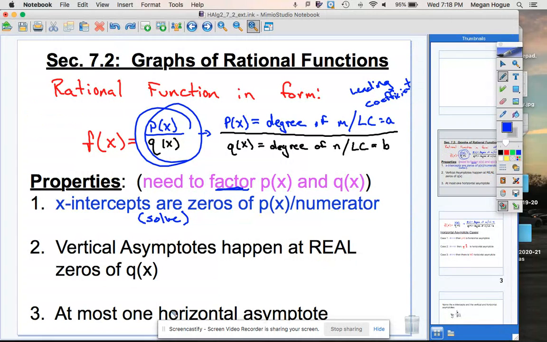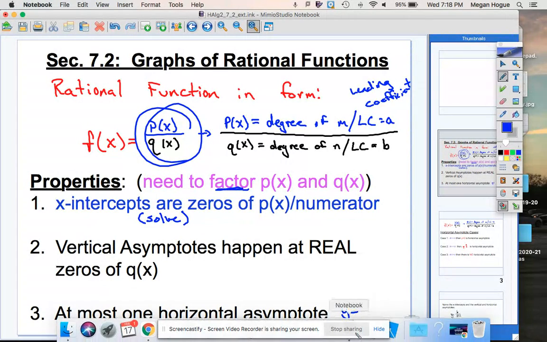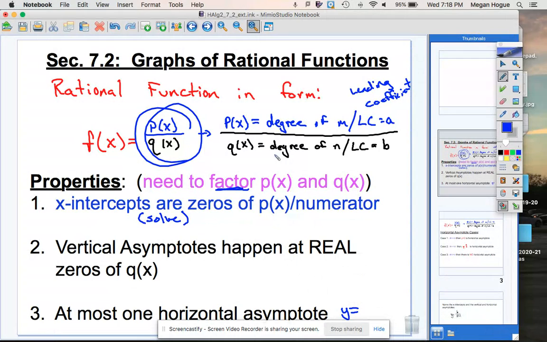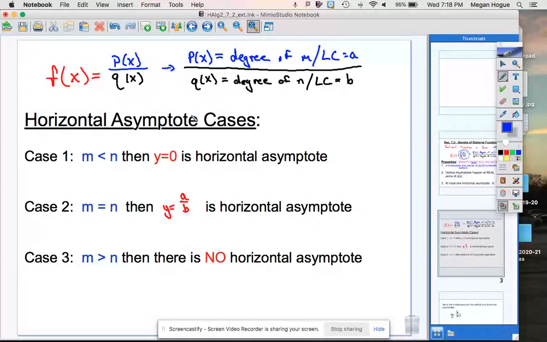And then, at most one horizontal asymptote. Remember, horizontal means we're talking about y equals something. We can't really get that from either of these, so that's where we flip over to the back of that handout. That's where the degree of the numerator and denominator comes into play, and also the leading coefficients. These are the cases we have to memorize, and they're based on the degrees. Remember, the degree is the biggest exponent.